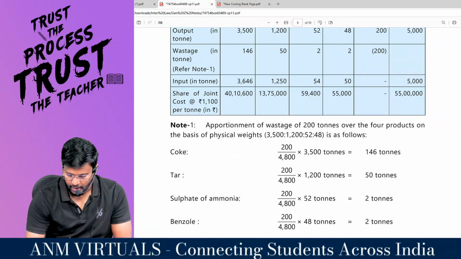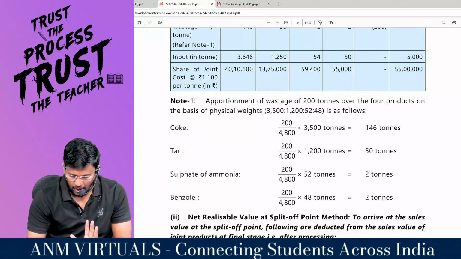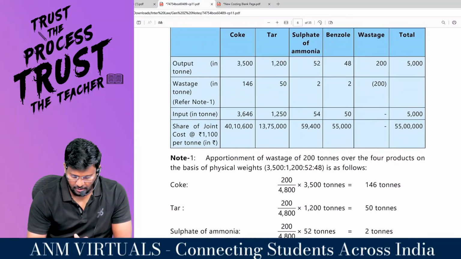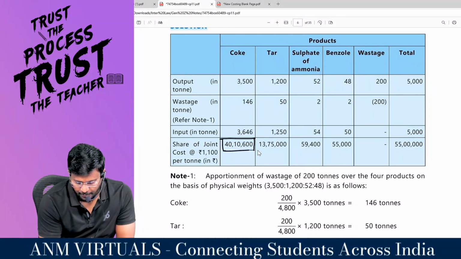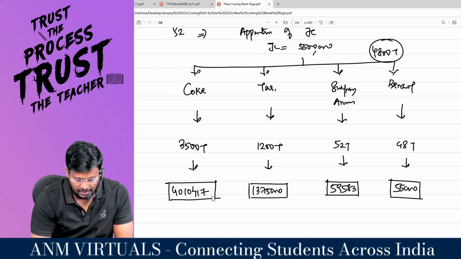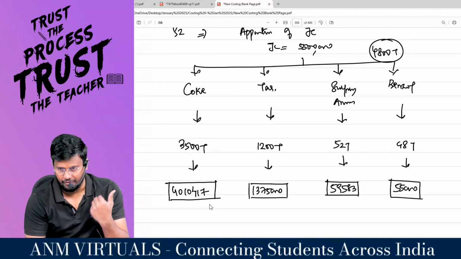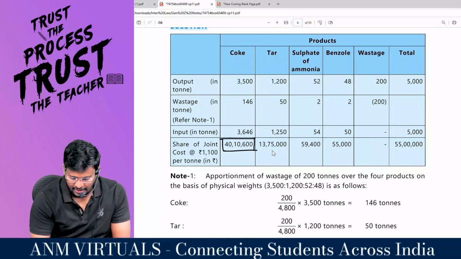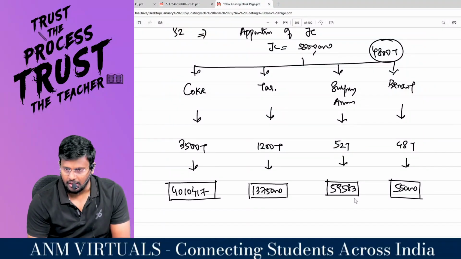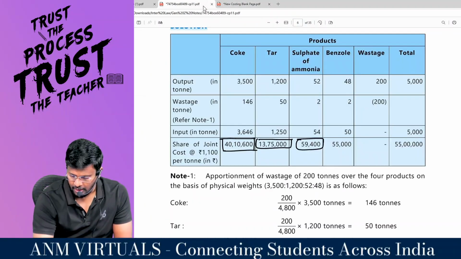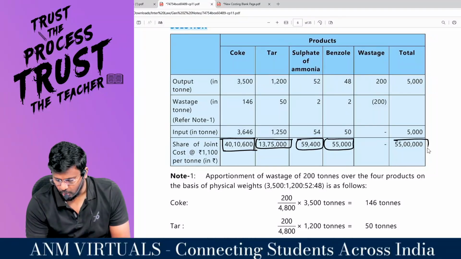They are calculating, what they have done: coke 40 lakh 10,600, versus our 40 lakh 10,417, a round-off difference. Then 13 lakh 75,000, then 59,400 versus our 59,583, and 55,000. Total 55 lakh.